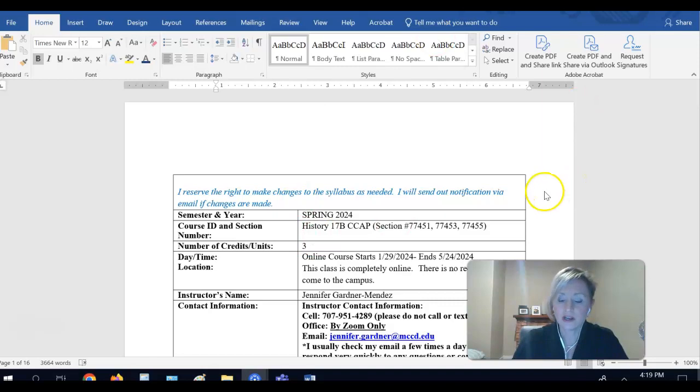Now, make sure you understand that the college schedule may not match your high school schedule. This is a completely online class, so no requirement to come to campus at all. The exams are all online.